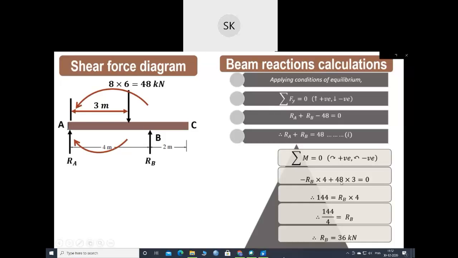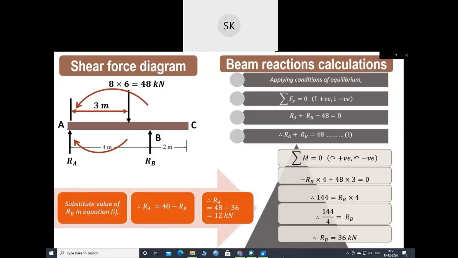So 48 into 3, that is 144. Transfer this negative RB into 4 term to the other side, it becomes positive. Now divide by 4 on this side, so 144 divided by 4 is equal to the reaction at point B. So RB will be equal to 36 kilonewton.